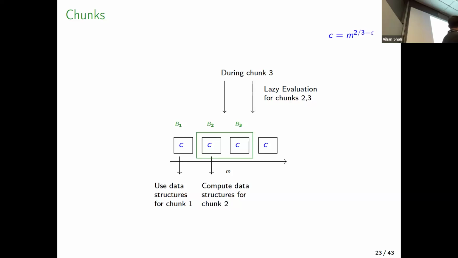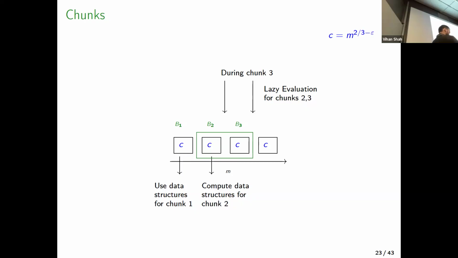Again, when this moves forward, during chunk 3 we're computing data structures for chunk 2. But for the queries you're answering, you're doing lazy evaluation for 2 and 3, but for 1 you're going to use the data structures that you've already stored. So lazy evaluation is always on the current chunk and the one before it. For all the chunks before that, you've already computed data structures, so you're going to use those to answer the queries for them. Right? This high level idea makes sense?